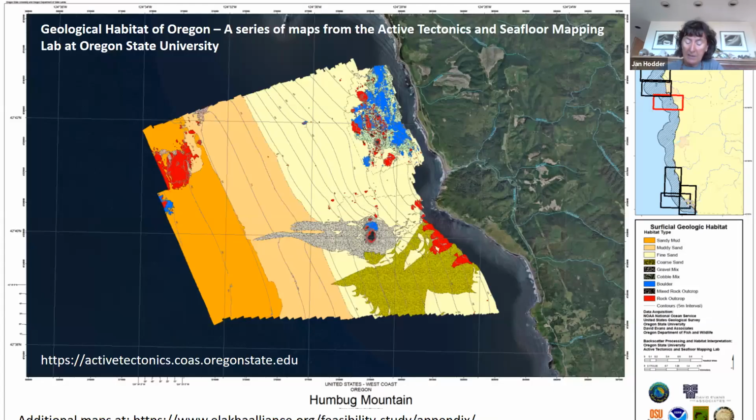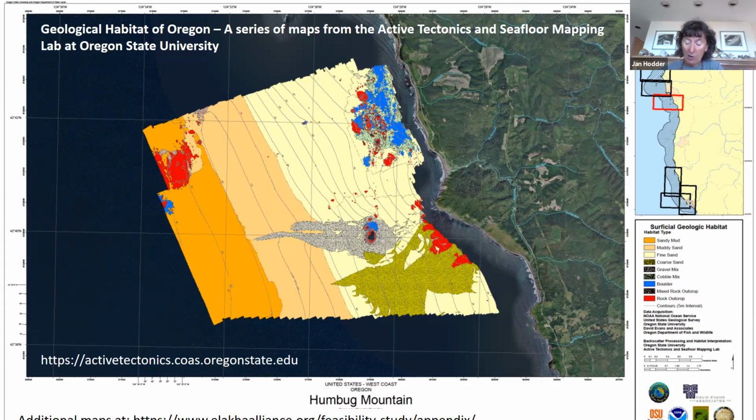A more detailed habitat substrate characteristics for some of Oregon's coastal waters is available from the Active Tectonics and Seafloor Mapping Lab at Oregon State University. Here is one example from the near shore of Humbug Mountain, south of Port Orford. Again, rock is red, boulders are blue, and soft sediments are yellow and orange. There are 17 of these maps in Appendix B of the Draft Feasibility Study, and they provide a good overview for assessing habitat suitable for supporting sea otter populations in Oregon.